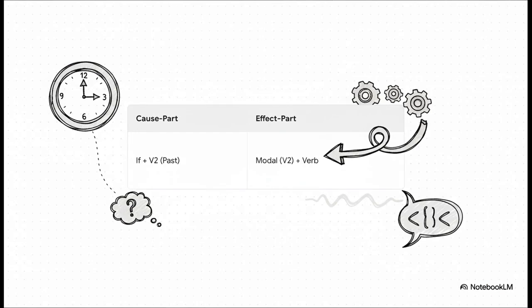Okay, notice the huge shift here. We're using the simple past tense in the if clause. Now this is a little weird, I know, because we're not actually talking about the past. We're using the past tense as a kind of secret code to signal that the situation is unreal or imaginary right now. The result then uses a word like would or could.